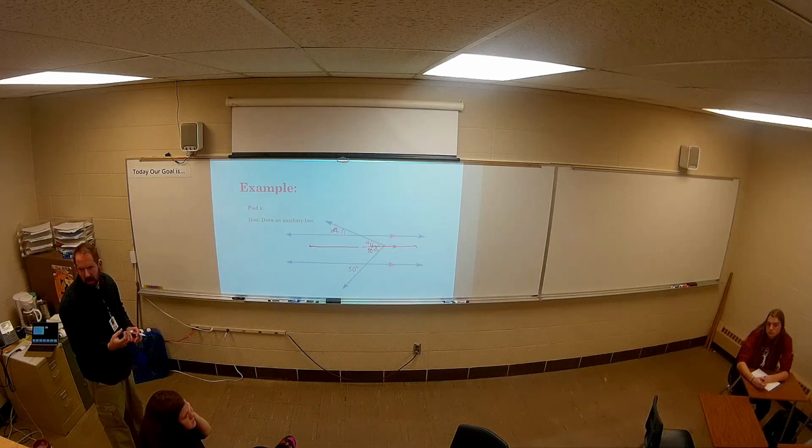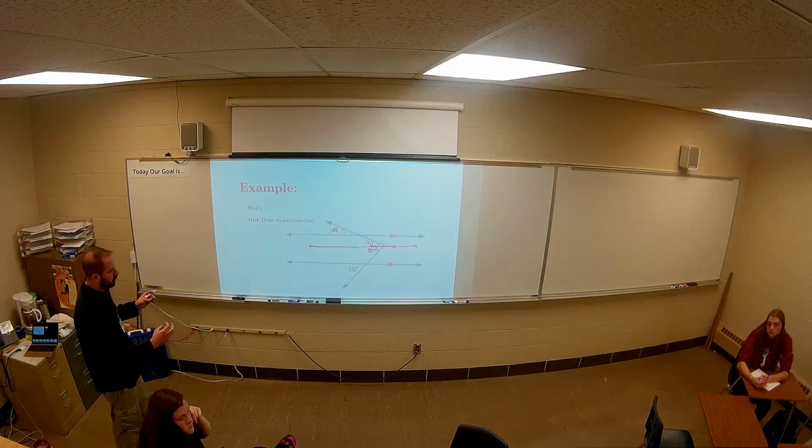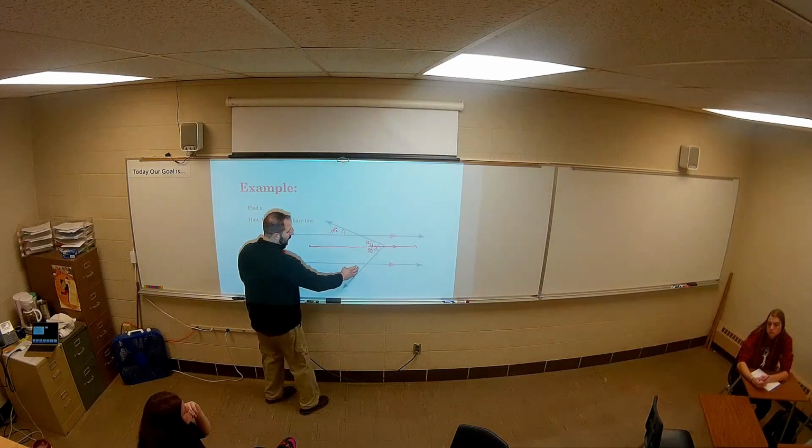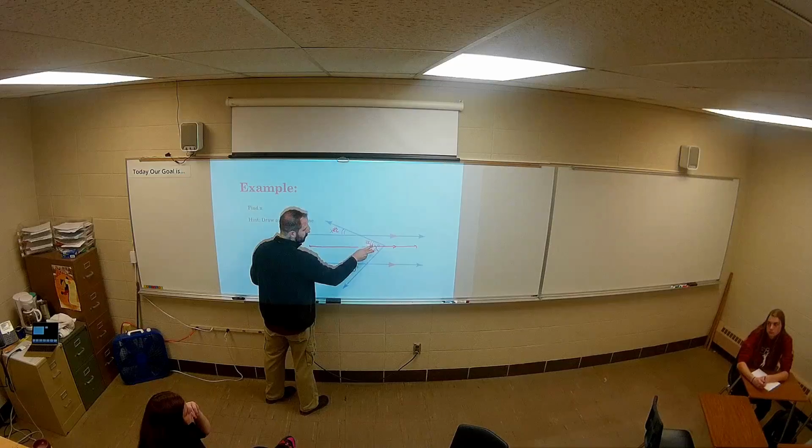It's a weird logic problem. You have to think about, okay, I need to split up the 72 using the auxiliary line because the 50 is going to impact it. It's going to come up here and it's going to break the 72 into two angles.